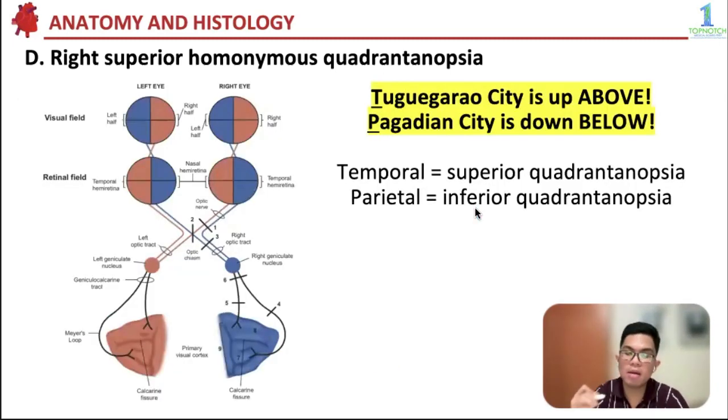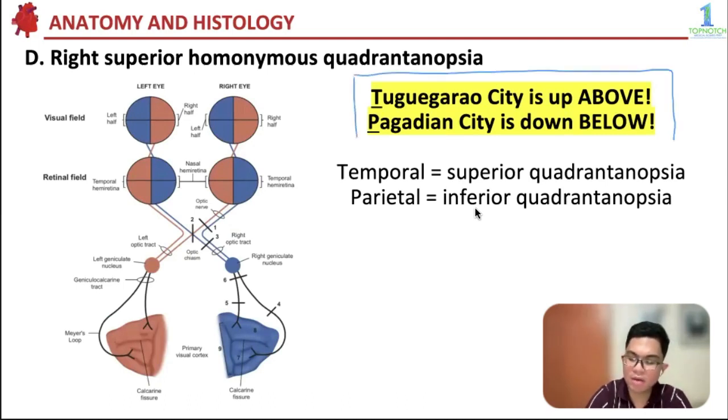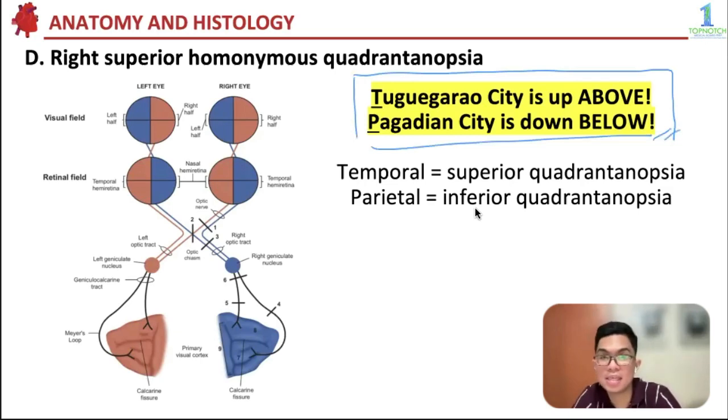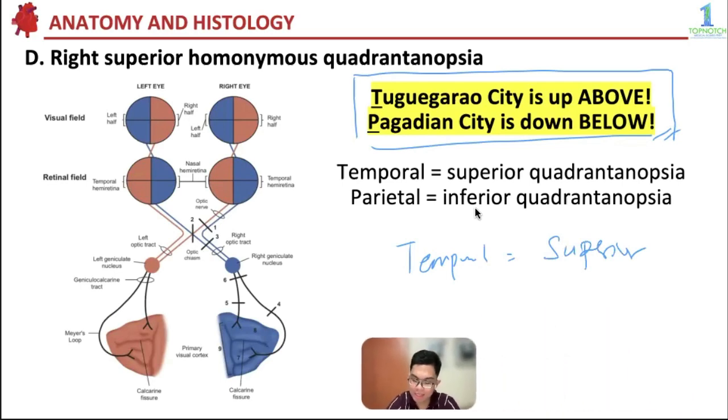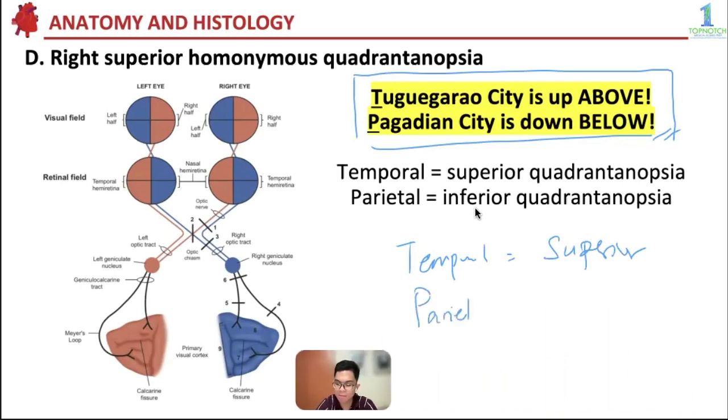Sige. So, how I remember the difference ng parietal and temporal optic radiations is through this mnemonic, no? So, Tuguegarao City is up above, whereas Pagadian City is down below. So, Tuguegarao or temporal results in above, no? So, superior ang quadrantanopsia natin. Whereas Pagadian, parietal, Pagadian P, inferior naman or down below yung affected. So, that's the mnemonic I use para relatable siya sa Philippines. Pero may iba din, so choose your own poison na lang.